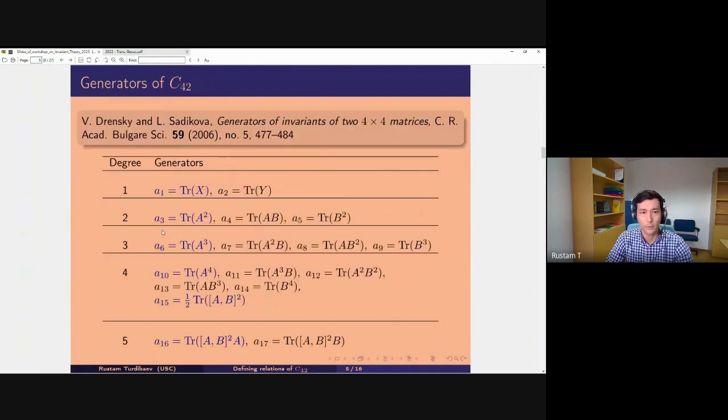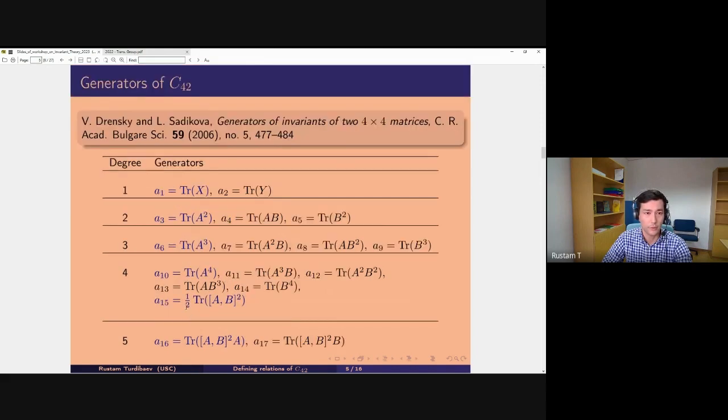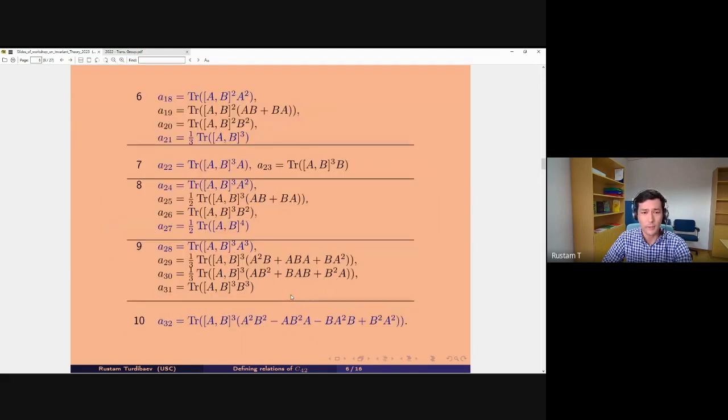What else? Now, if we look at the case C_42, the minimal set of generators was found by Drensky and Sadikova, and they employ the method of Abeasis and Pittaluga, considering the minimal generating set as a GL_2 module, where GL_2 acts on these matrices X and Y in a natural way. They find that it is a semi-simple module, so they reduce it to simple cases, each of them with a highest weight, and in this blue color I have the highest weight vectors, the highest weight generators. So we have 32 generators, and now about the relations.